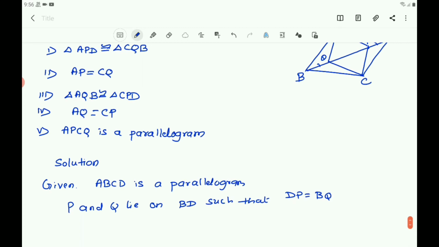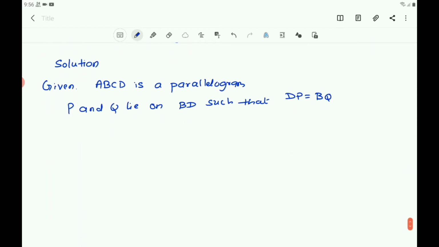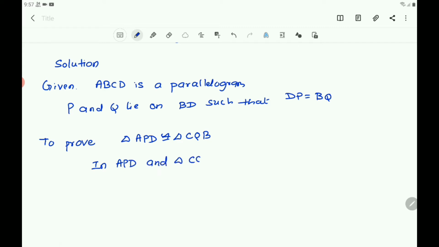Triangle APD is congruent to triangle CQB. So you take to prove triangle APD is congruent to triangle CQB. Now to prove that, write the names of the two triangles. So let us prove by taking the two triangles. In triangle APD and triangle CQB.